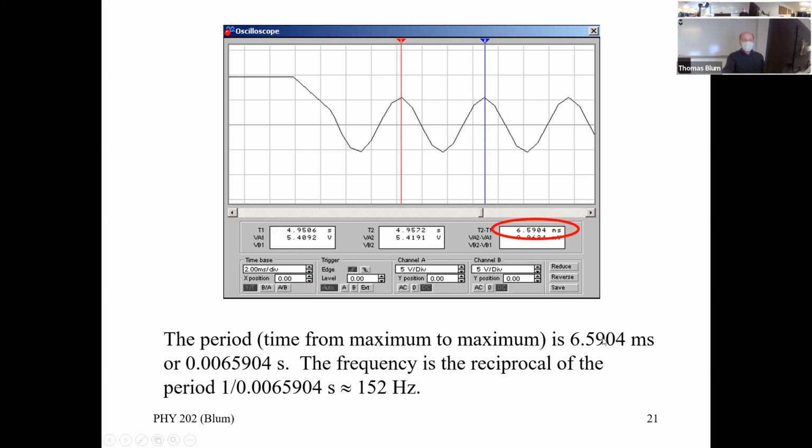So here is my measured period. I went from one high to the next high. I could go from low to low. That would also work. And then I get the frequency by taking 1 over that. And the unit of frequency is inverse seconds, also known as hertz.